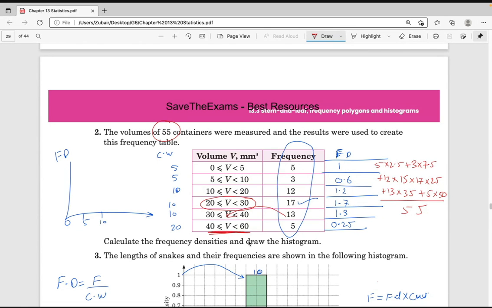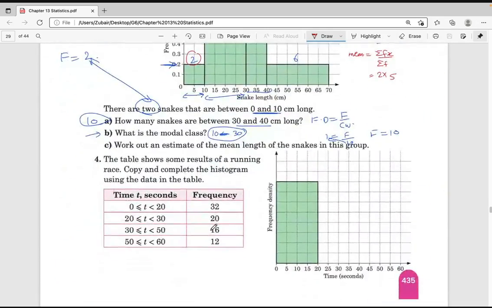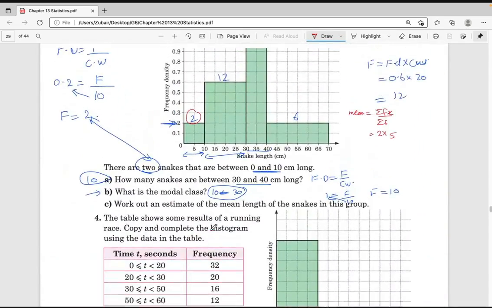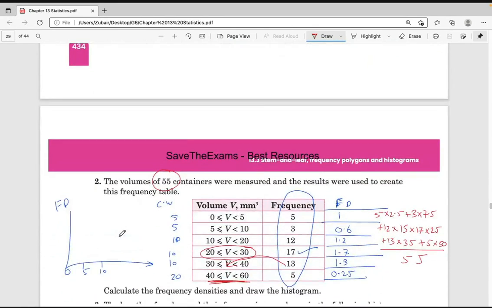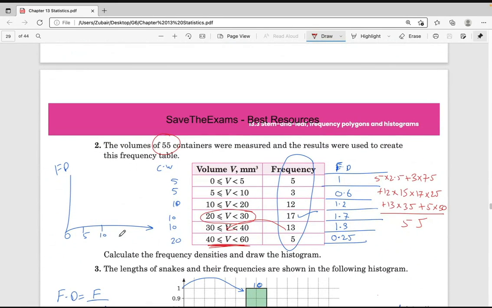Don't mess it up in the exam, remember what we have to do. Questions are easy. We just have to remember what we have to do. Sir, can you go up a little bit? I want to see that again.